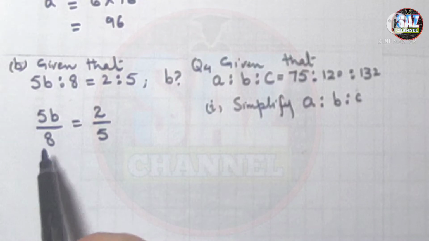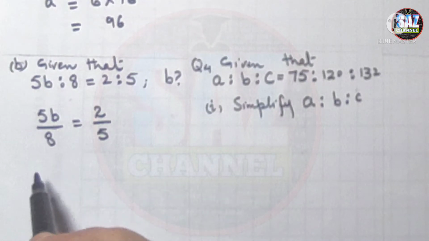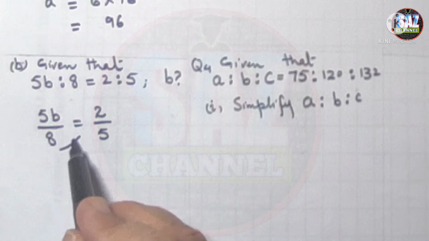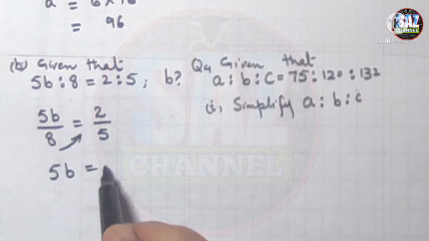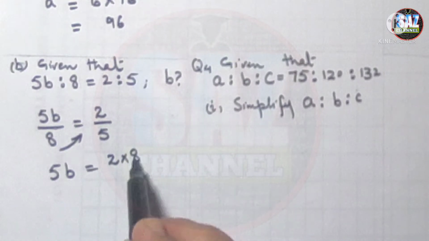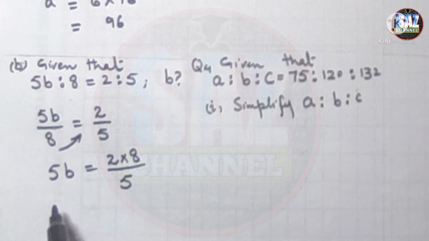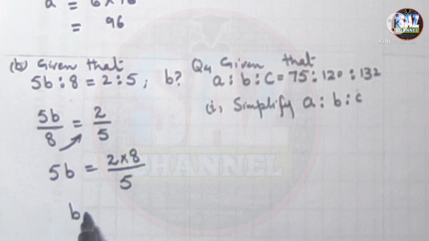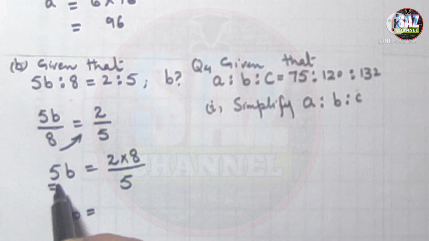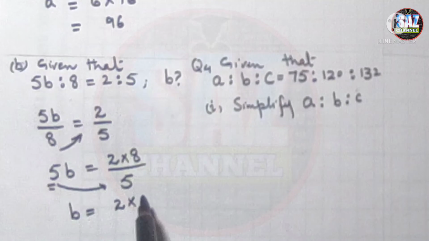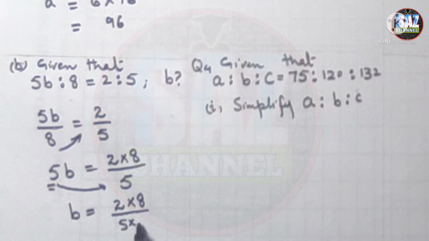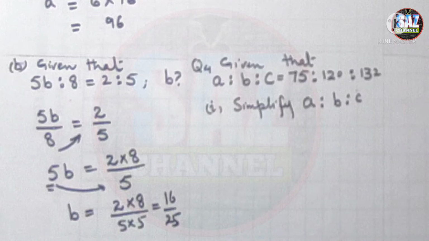Now, as we have to find the value of B, go for cross multiplication, so that 8 will be shifted towards the other side. 5B equals 2 times 8 by 5, and we need to find the value of B. So 5 is multiplied with B, so shift 5 to the other side. So it will become 2 multiplied by 8 by 5 multiplied by 5, which is equal to 16 by 25. 16 by 25. I hope you are clear about this question.